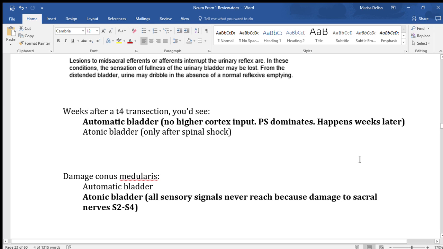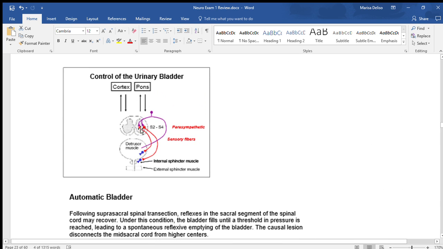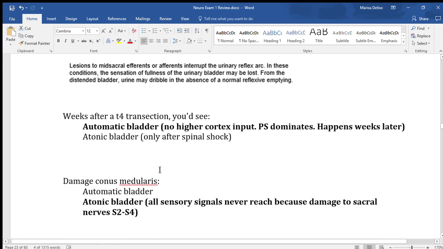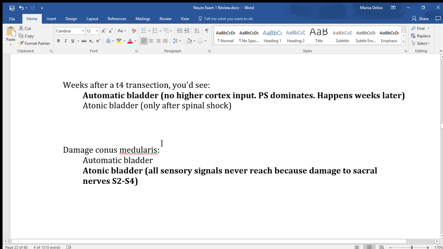One thing that I really want to note, though, is that it's really, really rare to have a lesion to S2 through S4, right? I know S2 through S4 innervate my bladder, but how could I damage my sacral nerves? Maybe if I get into a wild car accident and damage my sacrum. But what's more high yield is damage to my conus medullaris, right?